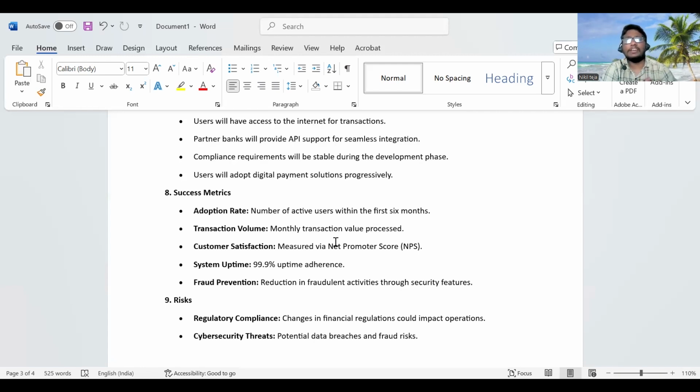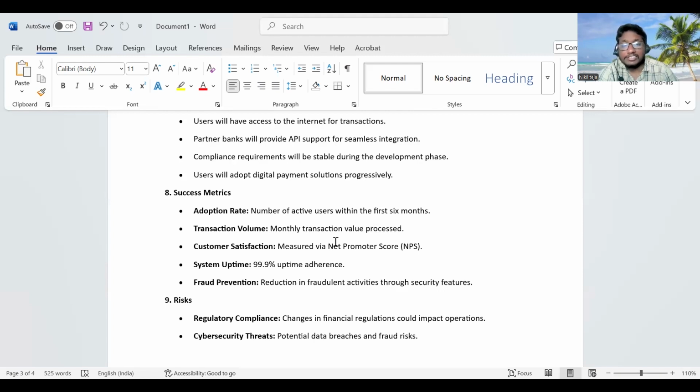Success metrics are like, if these are met, then my app is successful. So adoption rate, the number of active users within the first 6 months. So if the number of active users grows within the first 6 months, then my app or software is successful. Adoption rate is one of the success metrics.